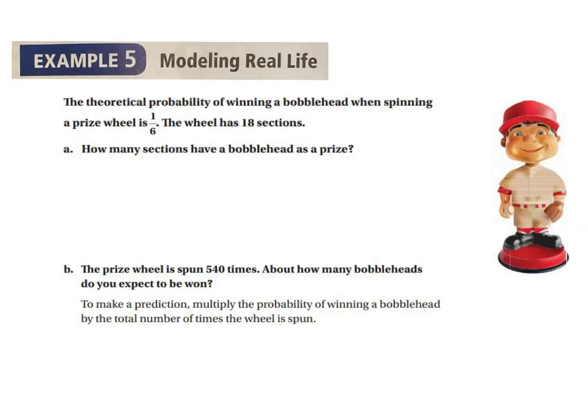So for example 5, we're looking at modeling in real life. And the question says the theoretical probability of winning a bobblehead when spinning a prize wheel is 1 out of 6. The wheel has 18 selections. So how many selections have a bobblehead as a prize?